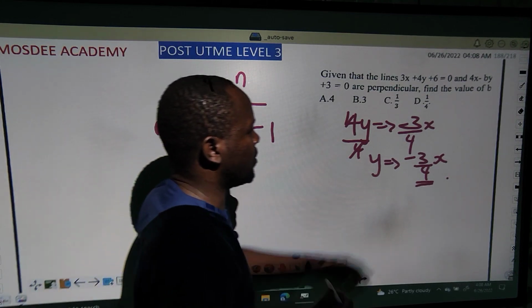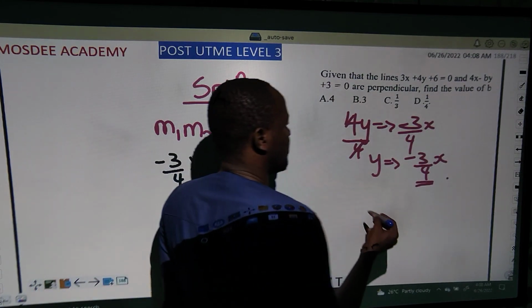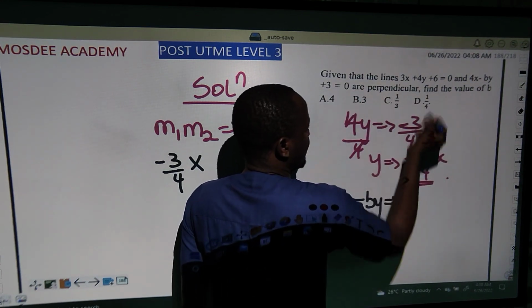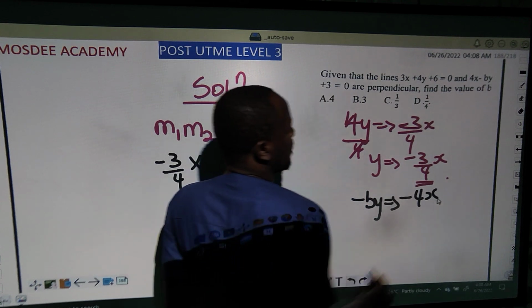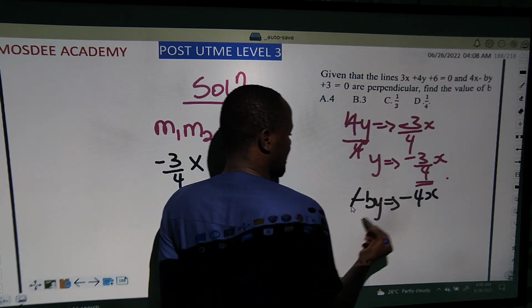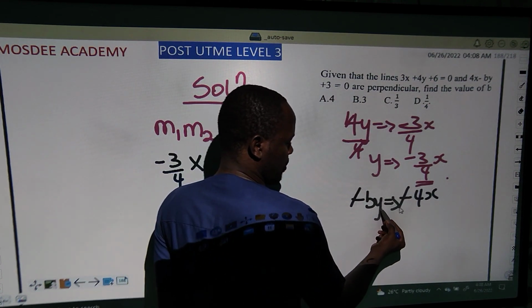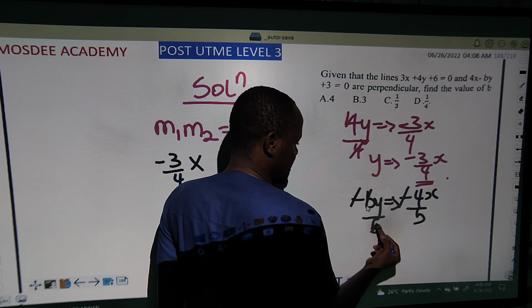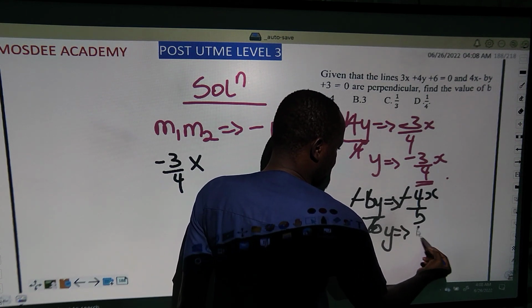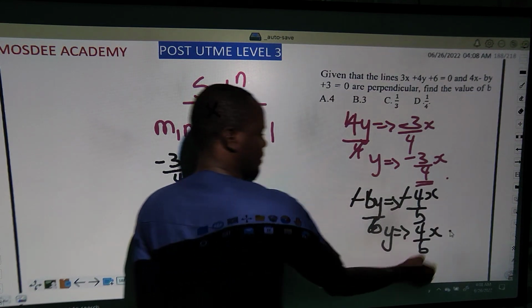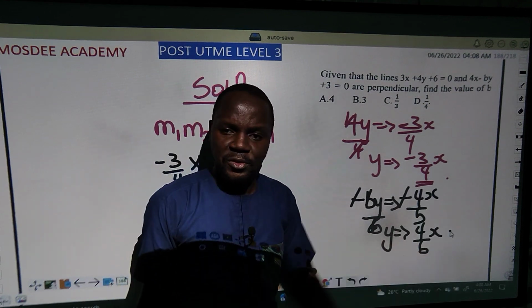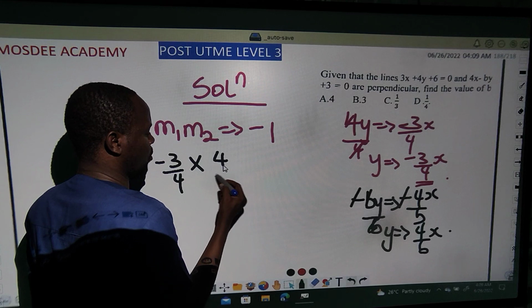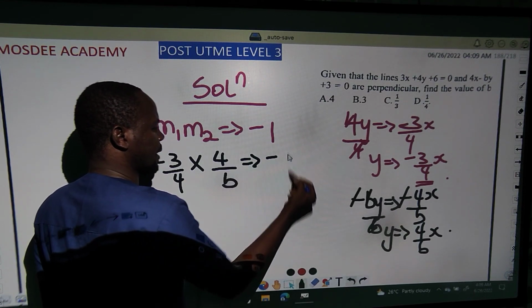Times, do the same thing for the second one. Make y the subject of the formula. Here you have minus by in terms of x. When you move that to the right hand side, it becomes minus 4x. I hope you understand where that minus is coming from. Minus gets cancelled out, so the coefficient of y here is b. Divide both sides by b. So what do you have here? y is equal to 4 over b x. What is the gradient of that line? The coefficient of x. We've done this. So m2 now is 4 over b. The product must be equal to negative 1.